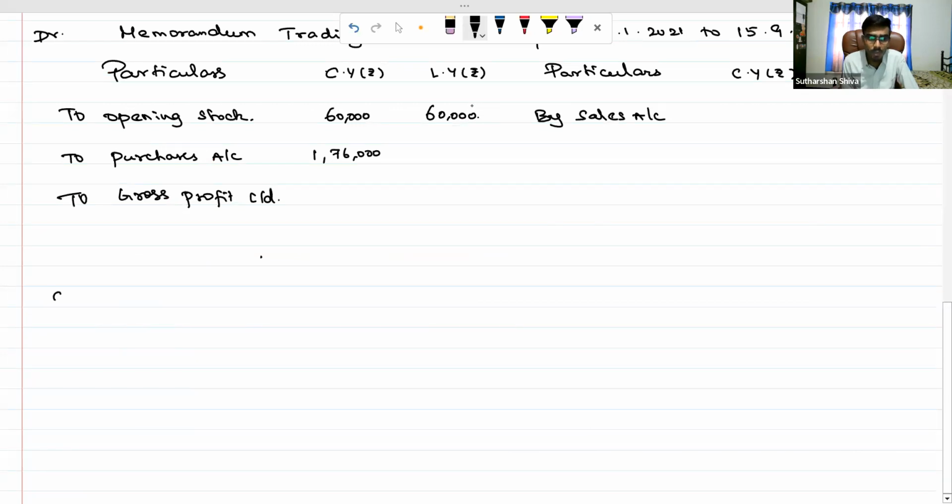Now here it has been overvalued. So my cost I need is 100, but my valuation is going to be 110. If 110 is 1,76,000, what is 100? It's nothing but 1,60,000. In the last year, it is 1,60,000.